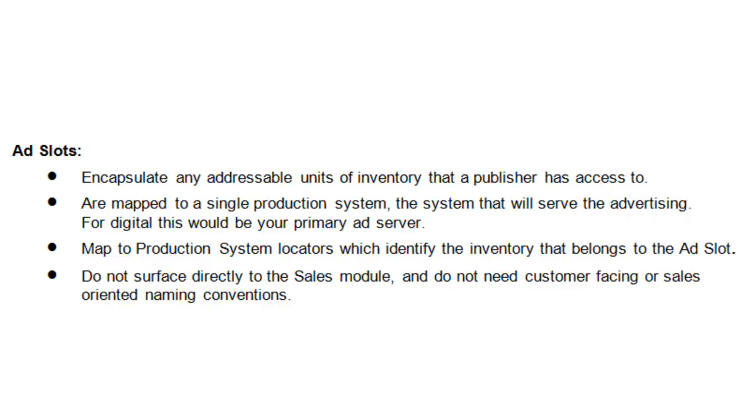Ad slots encapsulate any addressable units of inventory that a publisher has access to. They are mapped to a single production system, the system that will serve the advertising. For digital, this would be your primary ad server. They map to production system locators, which identify the inventory that belongs to the ad slot. They do not surface directly to the sales module and do not need customer-facing or sales-oriented naming conventions.